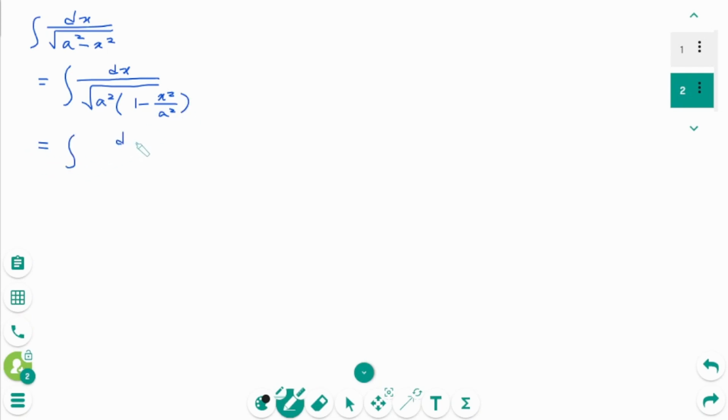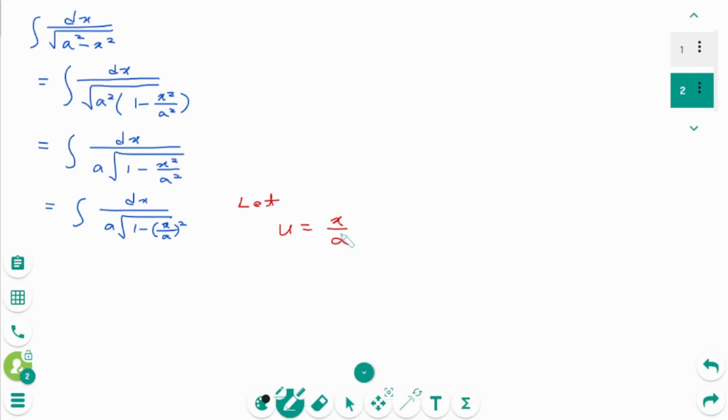Equals the integral of dx over a squared is outside of the square root, then we get a, then square root of 1 minus x squared over a squared, equals integral of dx over a square root of 1 minus, we can rewrite as x over a then squared. Use u substitution. u is x over a, derive on each side, du equals 1 over a dx, equals the integral of 1 over a dx is du over square root of 1 minus x over a is u squared.